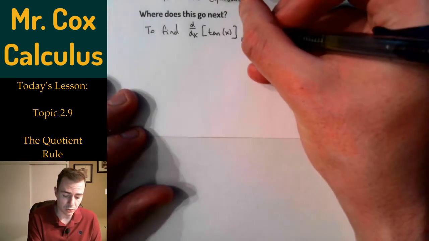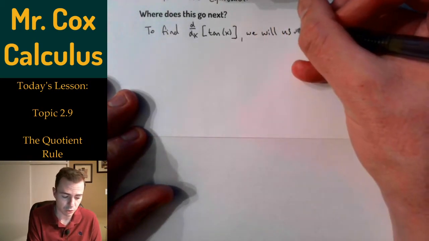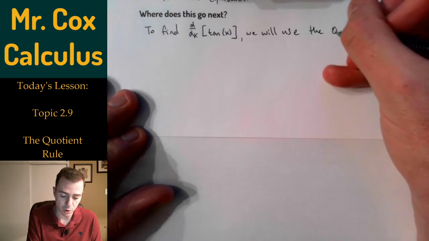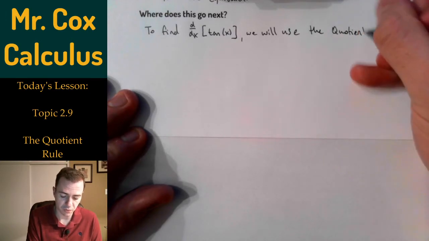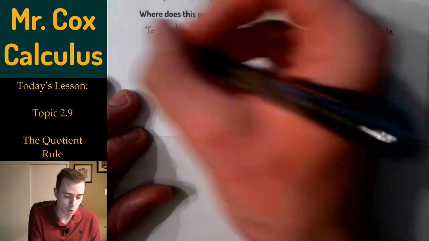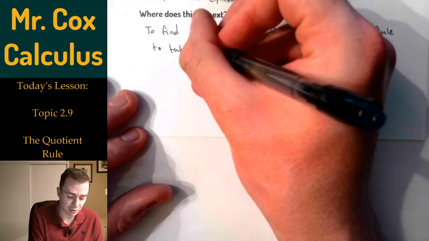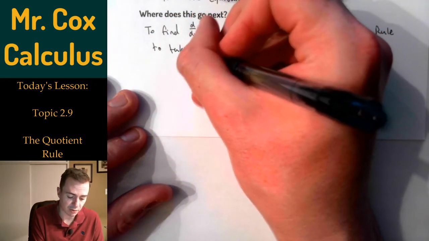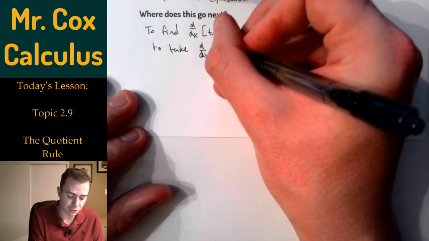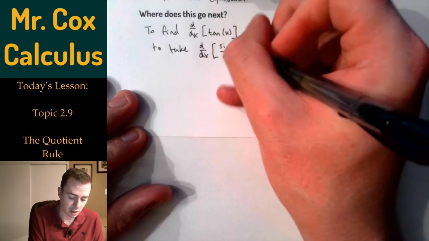But what we will do is we're actually going to rewrite tangent as a quotient, and we'll use the quotient rule. And hopefully you have an idea of what that quotient is going to look like. But we'll use the quotient rule, and what we'll actually take, instead of just taking the derivative of tangent, is we'll take the derivative of what tangent equals, which is the sine of x over the cosine of x.